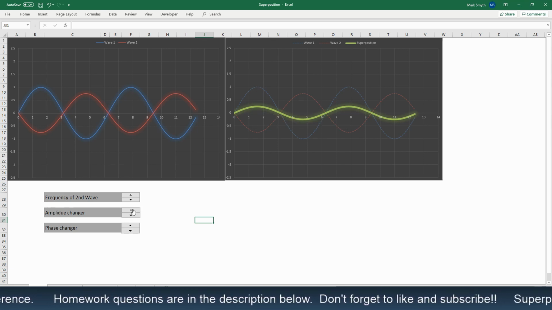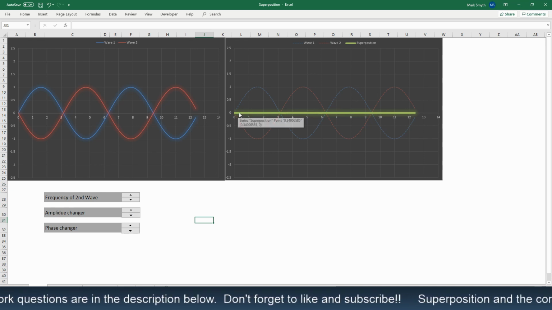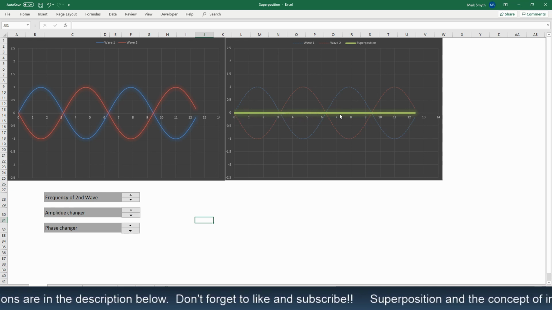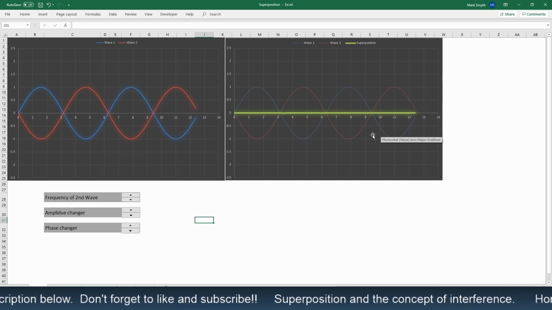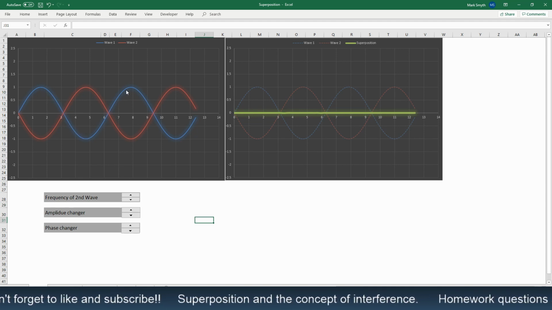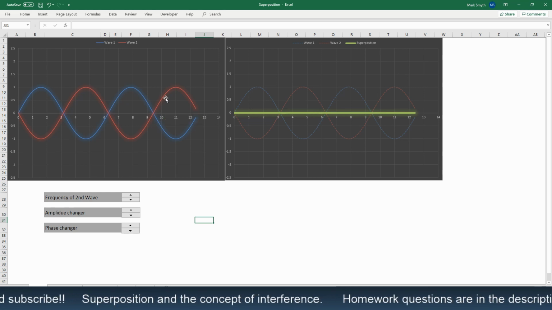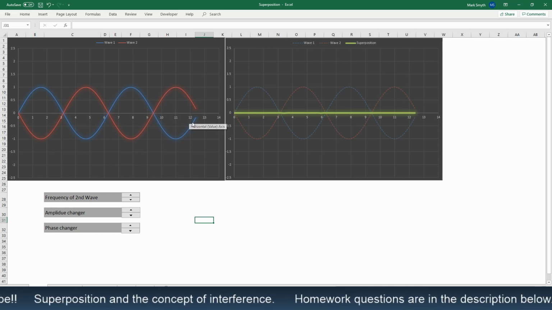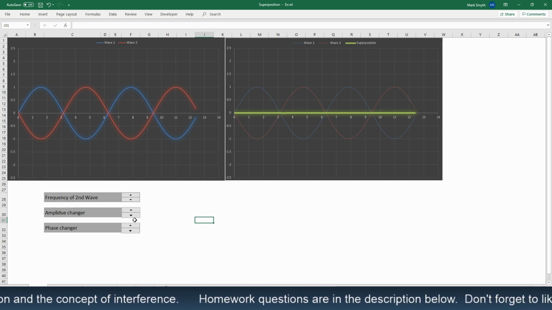Right? If I change the amplitude to being exactly the same, what you have is a perfect destruction, and your superposed wave is gone. This is called destructive interference. The waves are coming together in such a way that at all places you get an addition vector-wise of 0. So you get 0 displacement. This is destructive interference.